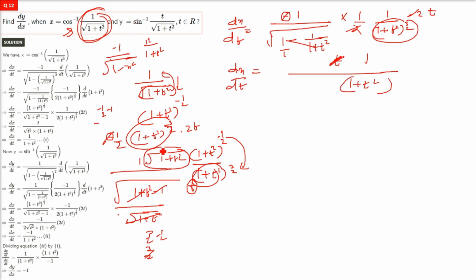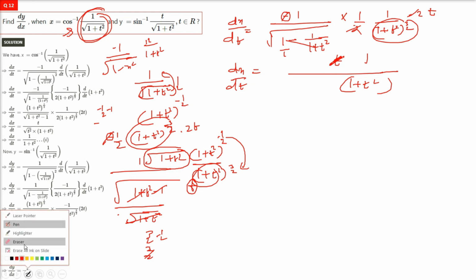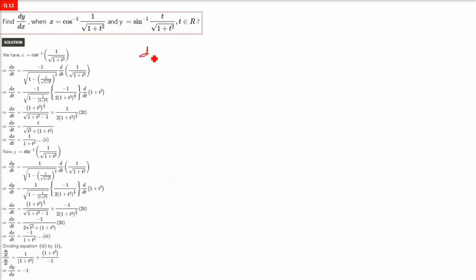I hope all these things you understood very well. I just took one term at a time and then solved it. Finally, this has come. Now I am taking dy by dt. Same thing here. Sin inverse of anything, the differentiation will be 1 by under root 1 minus square of that thing. So dy by dt will be equal to 1 by under root 1 minus the square of this. So there will be no root. So 1 minus 1 by 1 plus t square.